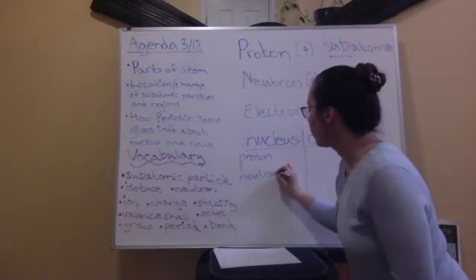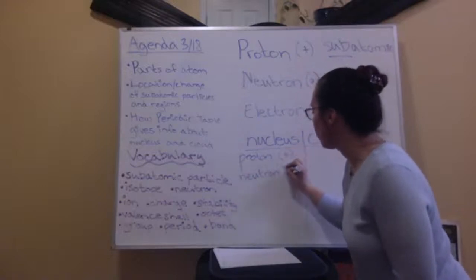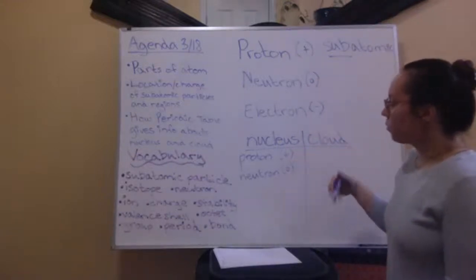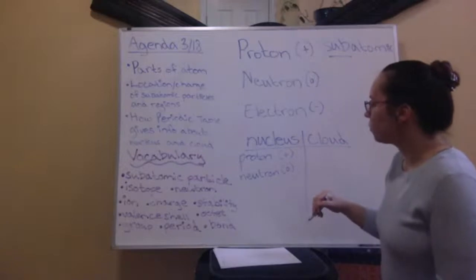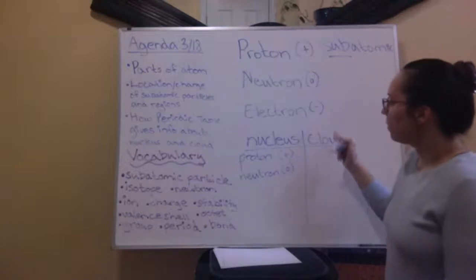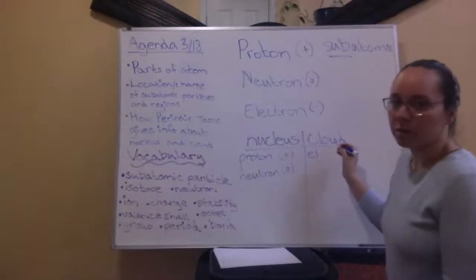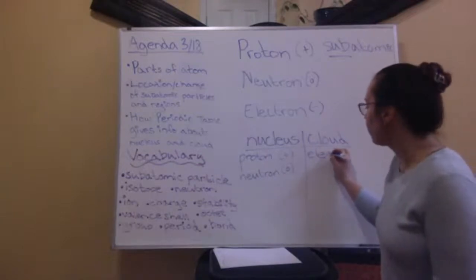And you probably want to put beside it what their charges are, just for reference. So your proton has your positive charge, neutron has your neutral charge, and then your last subatomic particle is your electron, which is found in the cloud, otherwise known as your electron cloud.